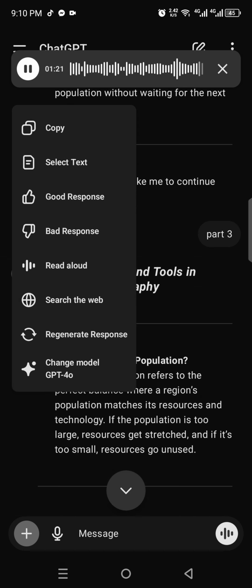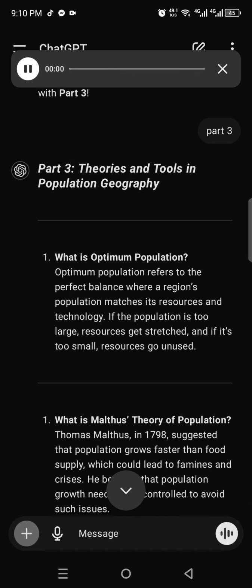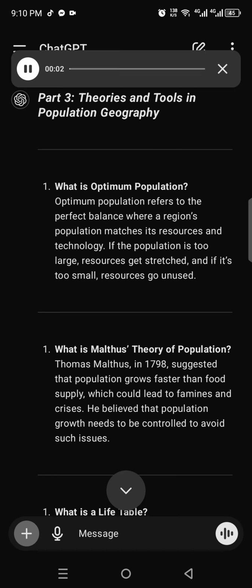Part 3, Theories and Tools in Population Geography.